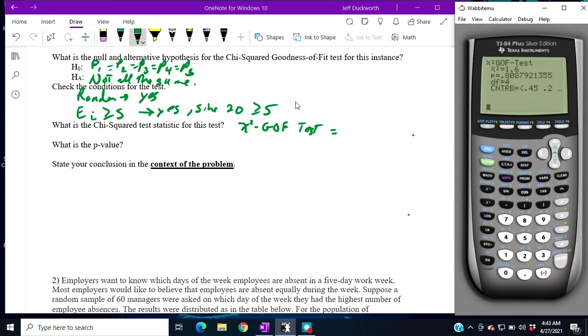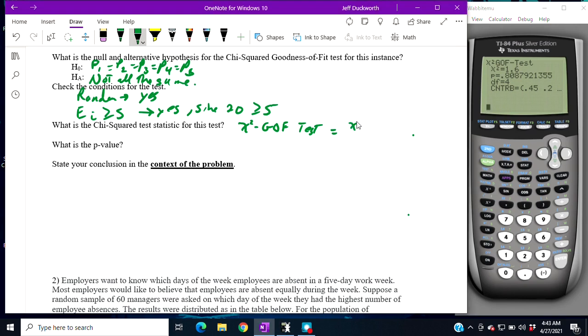So the test statistic for this is 1.6. And the p-value is equal to 0.809, it looks like, if I round. All right, so how does this p-value relate to alpha? Well, if you recall, alpha was 0.05. We can just do that right here. That is greater than 0.05, which is alpha, so we're going to fail to reject.